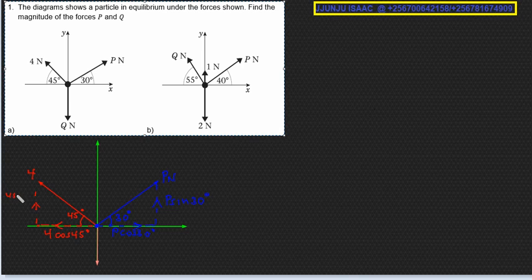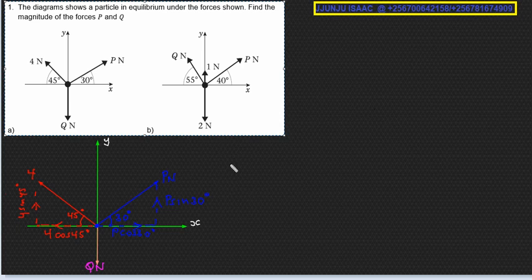And this is going to be 4 sine. Any side which is opposite, we shall take to be sine. So this is going to be 4 sine 45 degrees. Alright, now this other force is 2 newtons, and it is purely vertical. We don't have any horizontal component, and we don't need to resolve it. So this is our x-axis, and this is the y-axis. So we are going now to find the total sum of forces in the horizontal and in the vertical.